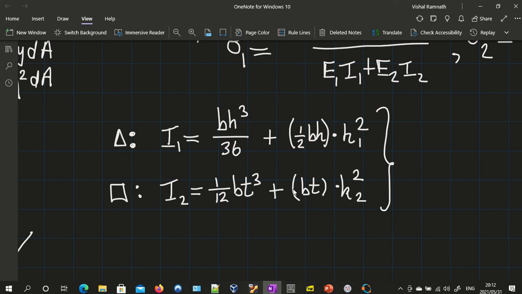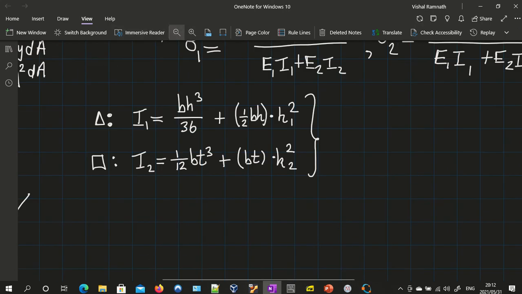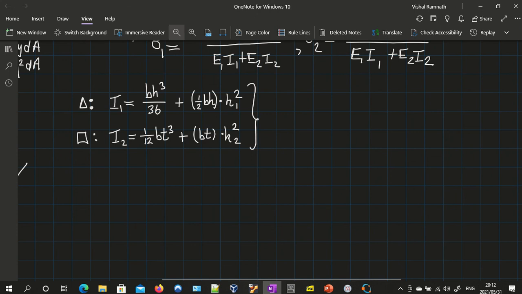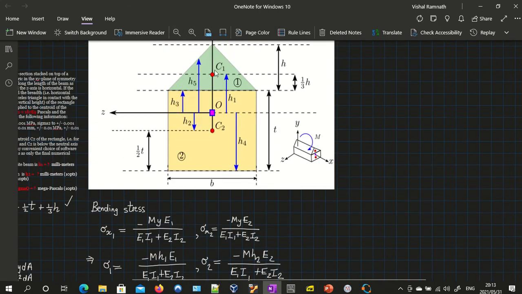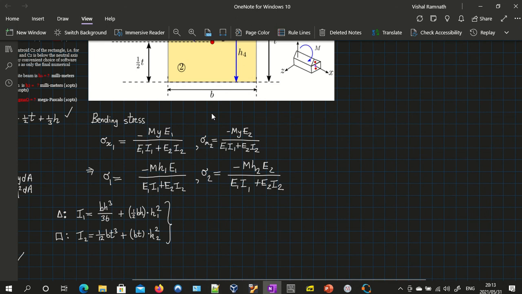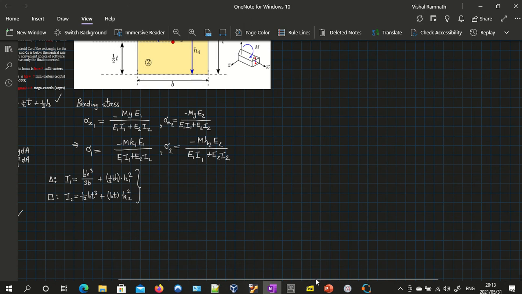And then we have the distance from the neutral axis to the centroid, h1. We have the distance from the neutral axis to the centroid, h2. We have sigma 1, the stress at the centroid, and we have sigma 2, the stress at the centroid, and we know the stress at the neutral axis is 0. And that is the problem which is solved. And that is the entire solution right there.